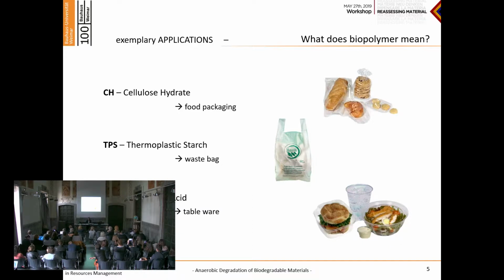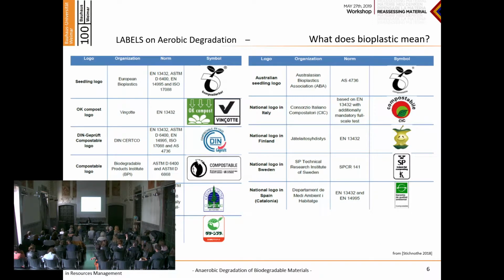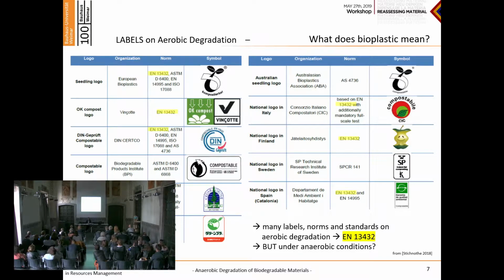In the course of the project I am talking about, we consider the biopolymers that have the greatest market share in the world and which are most relevant in Europe. These are cellulose hydrate, which is used for food packaging, thermoplastic starch, which is used for waste bags. I think you all know these from the shops here in Italy. And polylactic acid, which is used to produce tableware. The named bioplastics are all certified as biodegradable. And in Europe there are many labels and standards that are certifying biodegradable products, especially the European norm 13432, on which most of these labels are based.